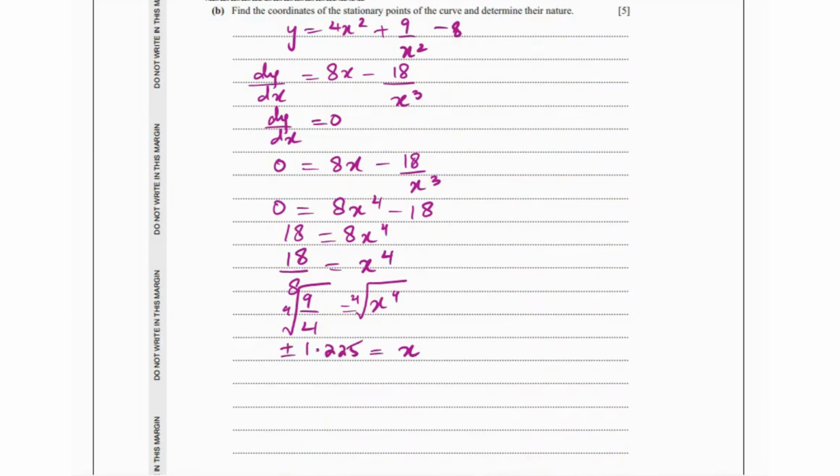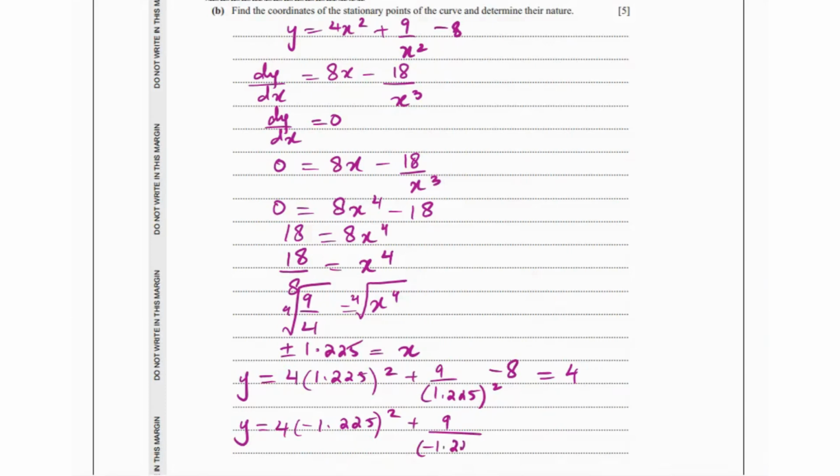Then you find the corresponding y value. So 4 times 1.225 squared plus 9 over 1.225 squared minus 8. Always remember to find the y value, you put it in the equation of the curve, not the derivative. So for this, the y value is going to be 4. And then for x equals negative 1.225, y equals 4 times negative 1.225 squared plus 9 over negative 1.225 squared minus 8. That's going to be also 4.